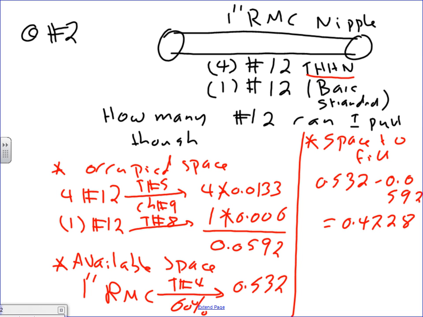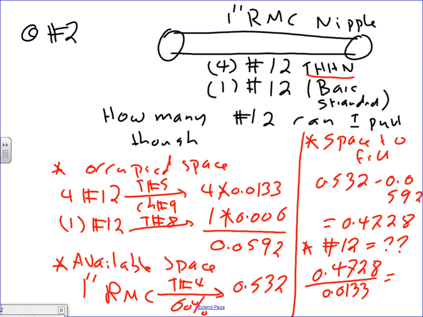Then, how many conductors number 12, guys? What do you do to find conductors number 12? You take this number, 0.4728, and divide it by the cross-sectional area of number 12. What's the cross-sectional area for number 12? We already found it: 0.0133. What's the answer? It's going to be a big number.